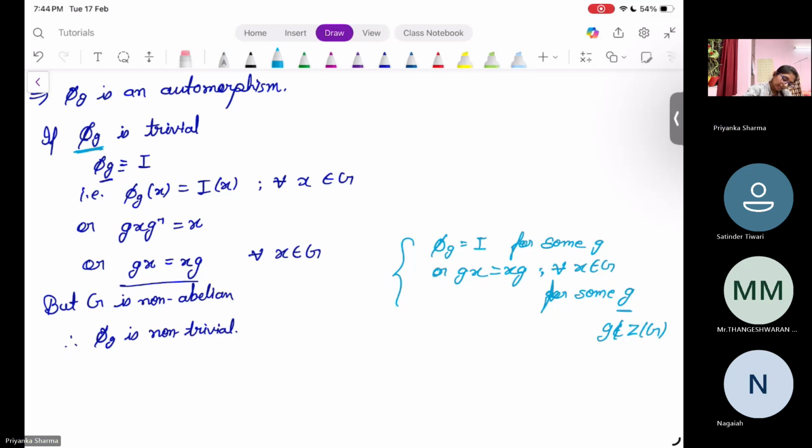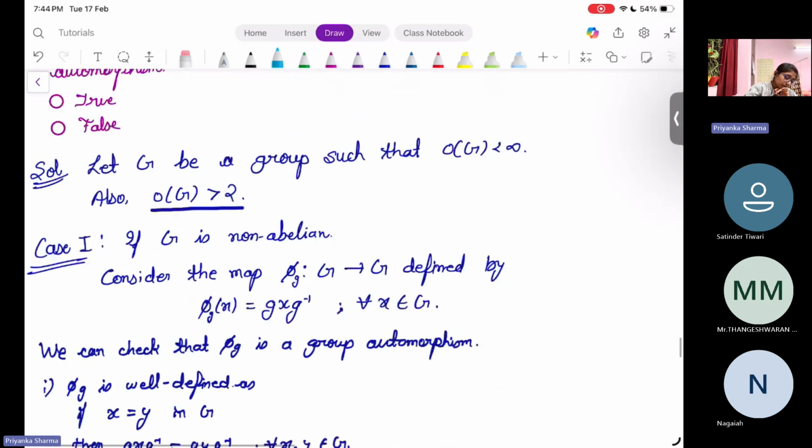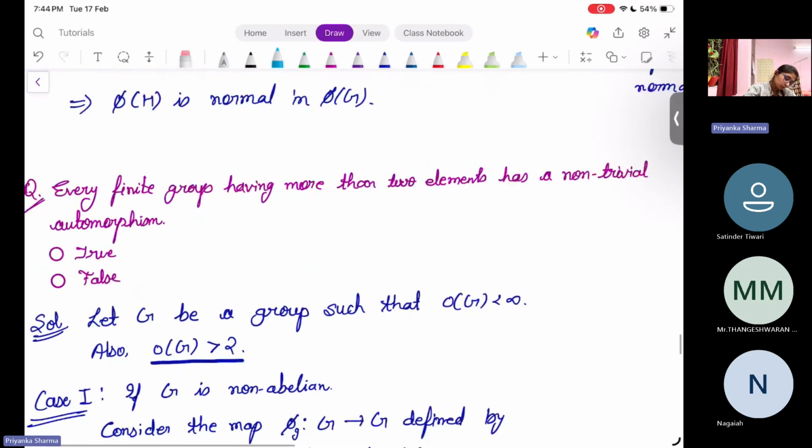So if you are not able to find any g such that you can define phi g, other than the non-trivial one, then your G will become abelian. Then you will get a contradiction. So there will be at least one g such that phi of g is a non-trivial automorphism. So with this, you can conclude that the statement is true if G is a non-abelian group.